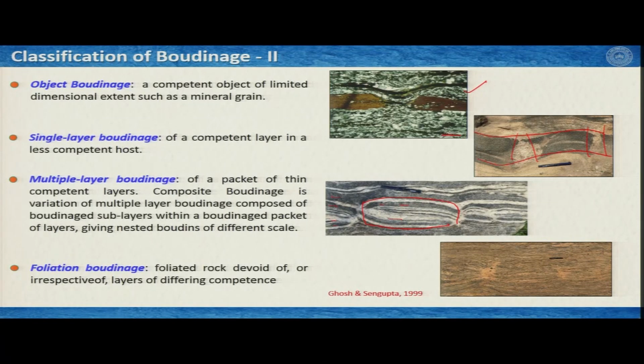And then there is foliation Boudinage. So, sometimes foliated rocks do show Boudinage process, as you can see here, that here we have this Boudinage, and this happens apparently with no competence contrast. So, foliation Boudinage at one point of time was extremely important for researchers. Now, people have understood why foliation Boudinage happens, but these are spectacular to see in the field as well, along with the other types of Boudinage. So, these are the classifications, 4 types: object Boudinage, single layer Boudinage, multiple layer Boudinage, and foliation Boudinage.